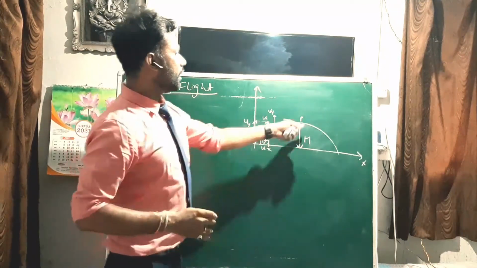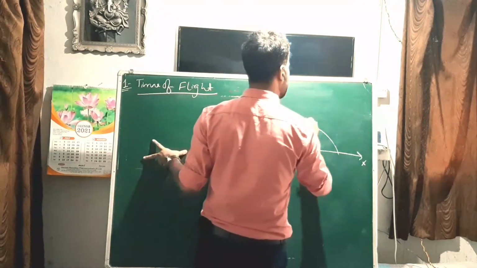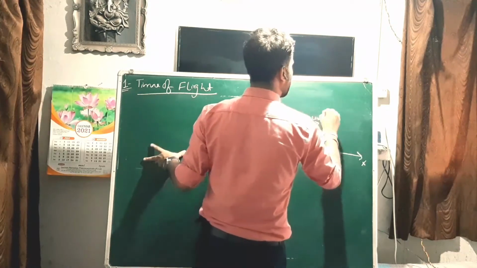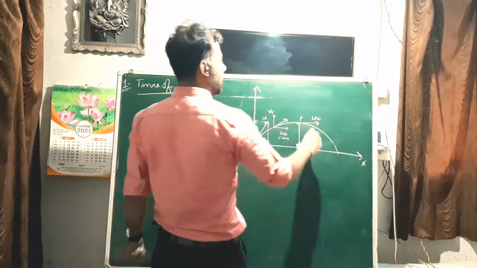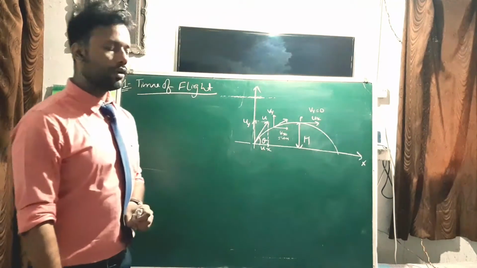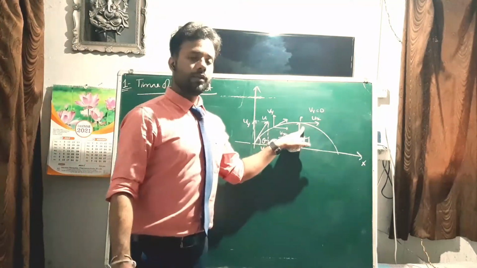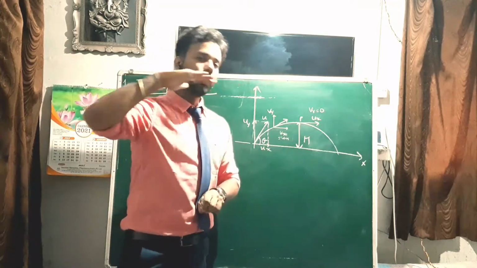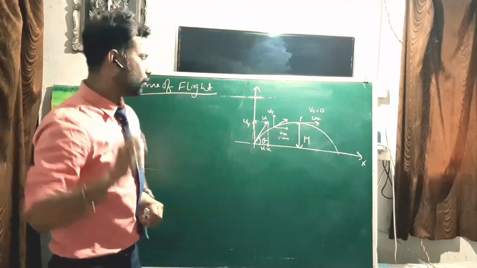What will happen at the highest point? At the highest point there will be only the horizontal component ux, and the vertical component vy will become 0, right? Because you can see here at this point the projectile is moving in a straight line in the horizontal plane, right, at the highest point.